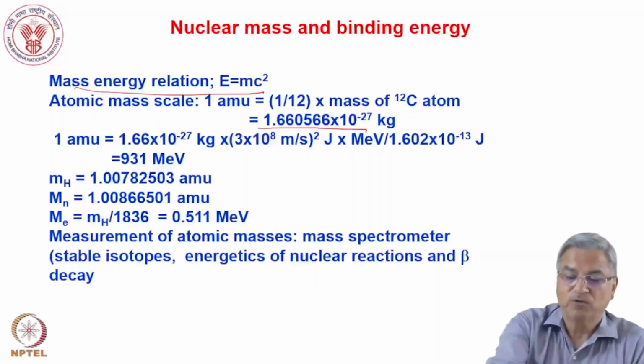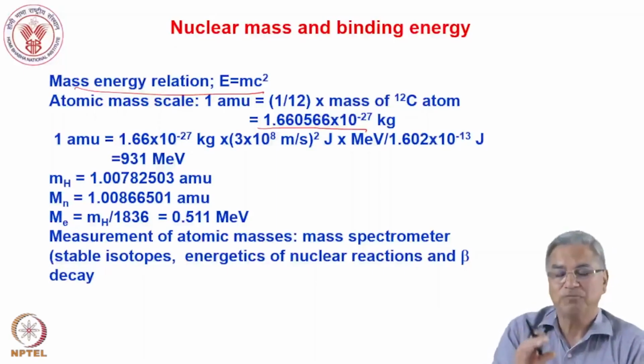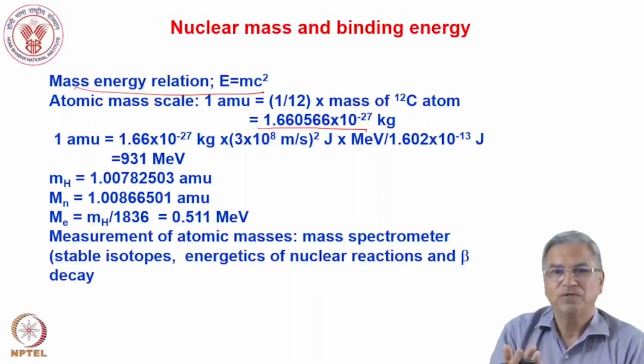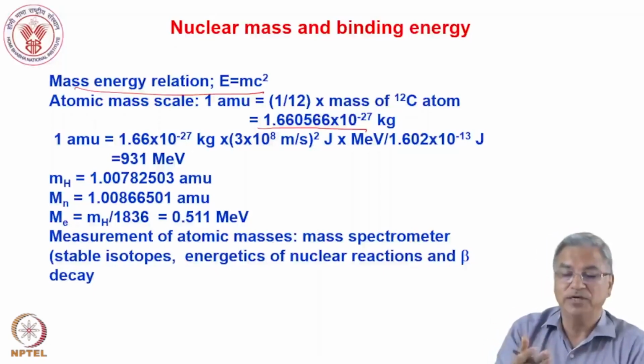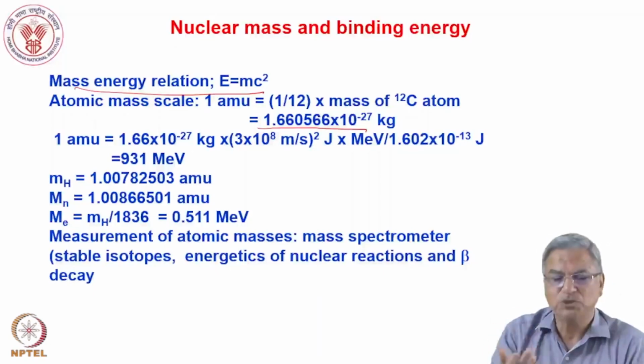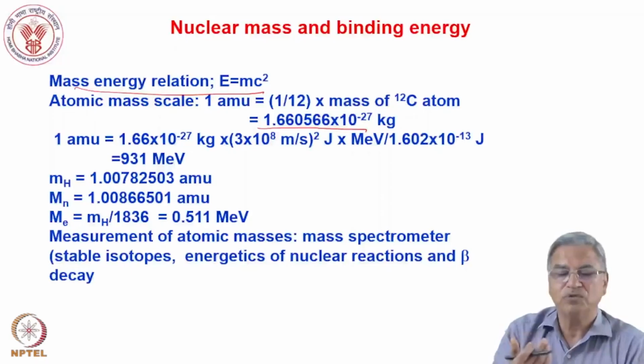You can calculate this because 12 gram of carbon will contain Avogadro number of atoms, and so you can calculate that the mass of each atom is exactly 12. You can find out one atomic mass unit.